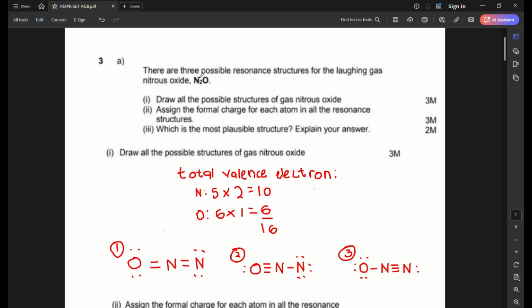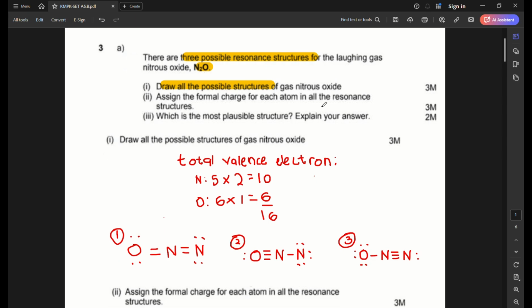The question says that there are 3 possible resonance structures for the laughing gas nitrous oxide, N2O. So the first question is to draw all the possible structures of nitrous oxide. It's already stated that there are going to be 3, so that's how many we're going to draw. We're going to draw 3 possible Lewis structures for nitrous oxide.